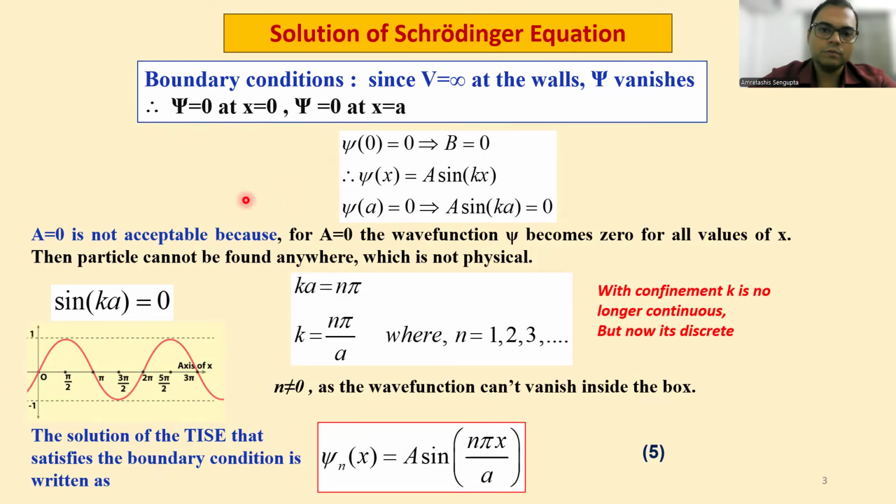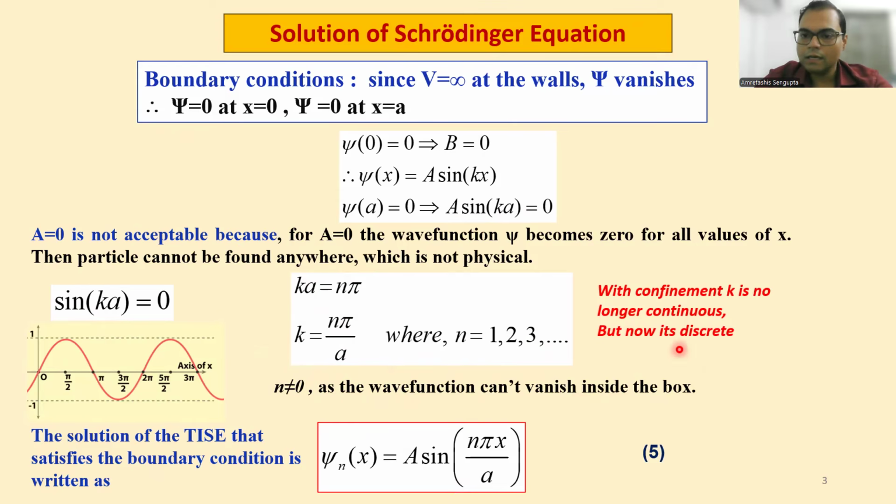Thus, we have to take this result: sine ka should be 0. This means k should be an integral multiple of pi by a, so we can write k as n pi by a, where n is an integer. n also cannot be 0 as the wave function cannot vanish inside the box. The same logic from the previous case applies here as well.